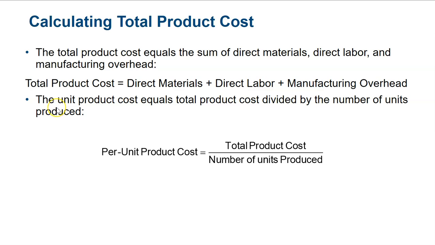All right, so if we want to know the unit cost for a product, it says here that that equals the total product cost divided by the number of units produced, and that makes perfect sense. So the per unit product cost is simply the total product cost divided by the number of units produced. Okay, so that's pretty simple.